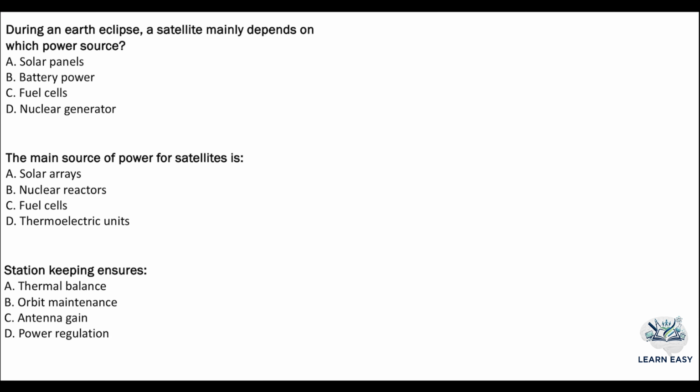During an Earth eclipse, a satellite mainly depends on which power source? Option A, solar panels. Option B, battery power. Option C, fuel cells. Option D, nuclear generators. We know that during the time of eclipse, no sunlight will be there, so there will be no generation of electric power, which means that the solar panels will be inactive during the time of solar eclipse. So during the time of solar eclipse, the satellite mainly depends on the battery power. So the answer is option B, battery power.